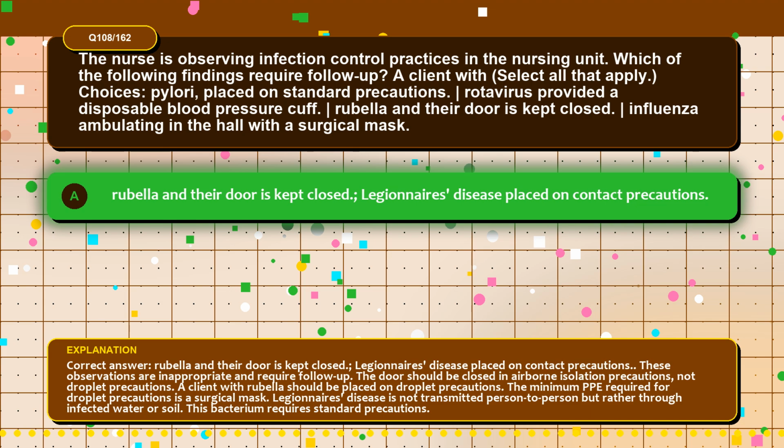These observations are inappropriate and require follow-up. The door should be closed in airborne isolation precautions, not droplet precautions. A client with rubella should be placed on droplet precautions. The minimum PPE required for droplet precautions is a surgical mask. Legionnaire's disease is not transmitted person to person, but rather through infected water or soil. This bacterium requires standard precautions.